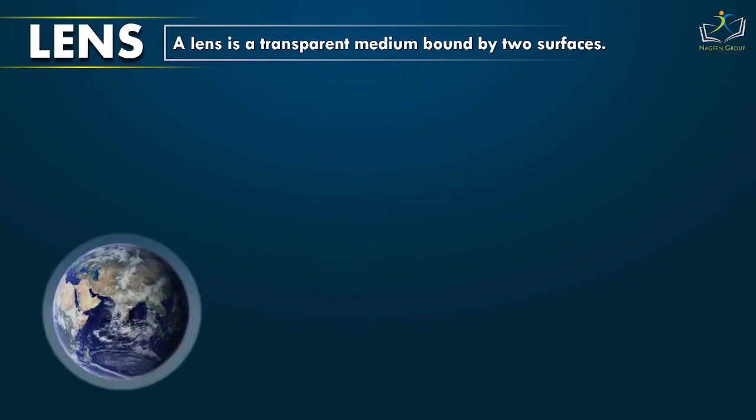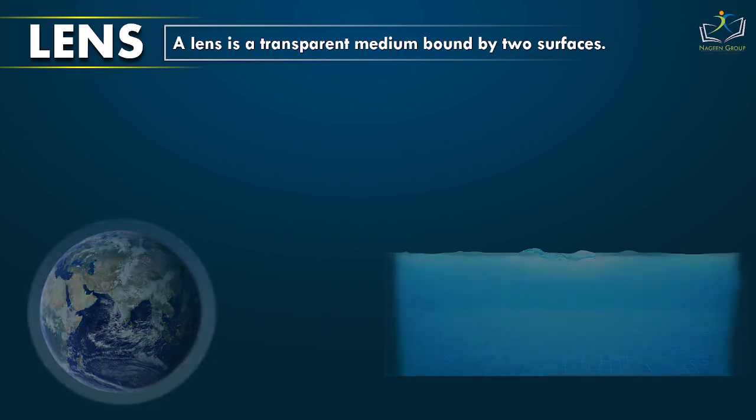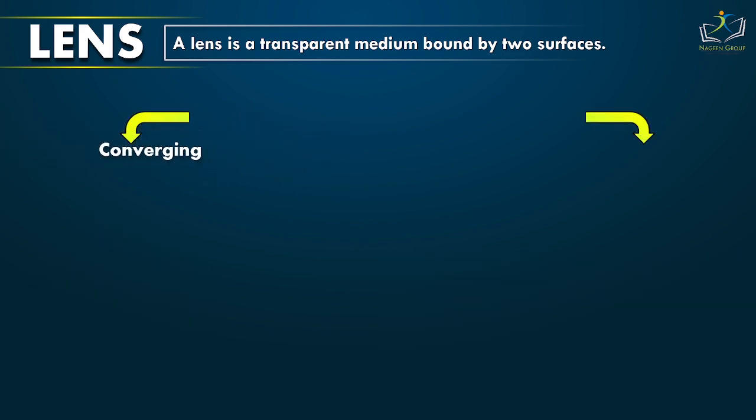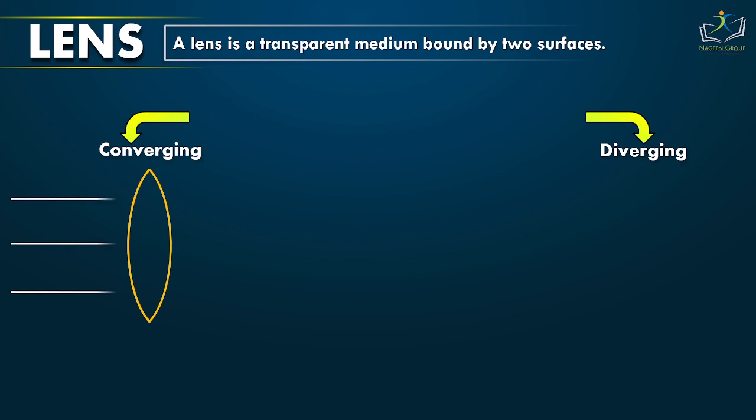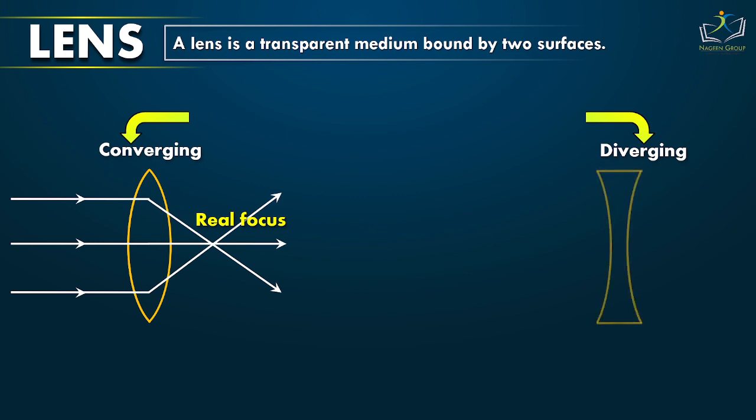Here, what we study first is the converging lens. Second is the diverging lens. So here what we see, one of this shape is called converging. When parallel rays strike this lens, they converge at one point. It is a real focus. Actually these lines are meeting, so that's why we call it a real focus.